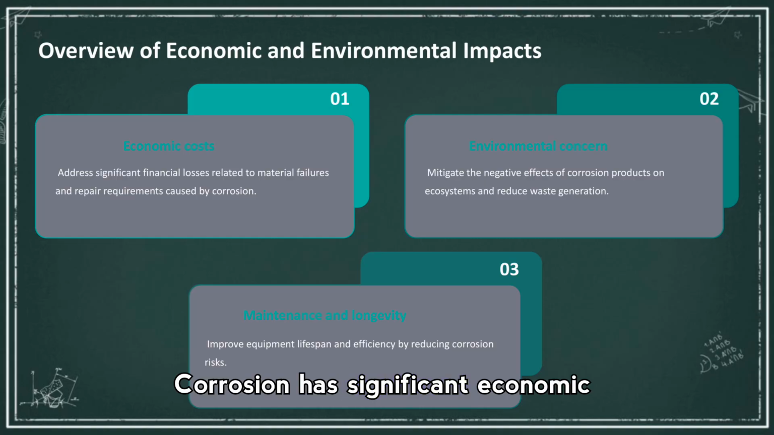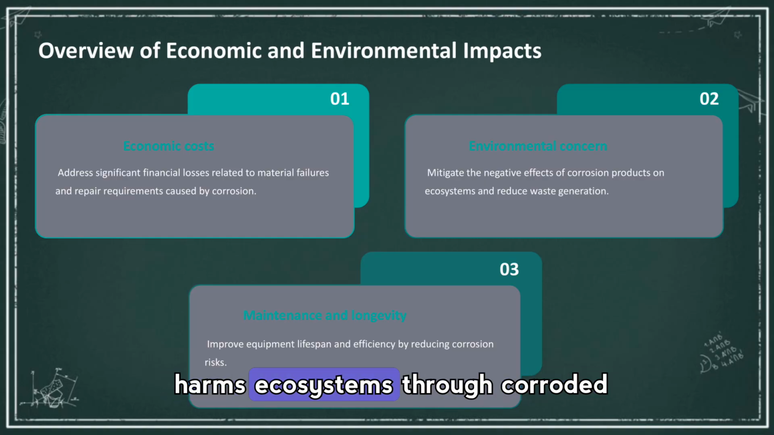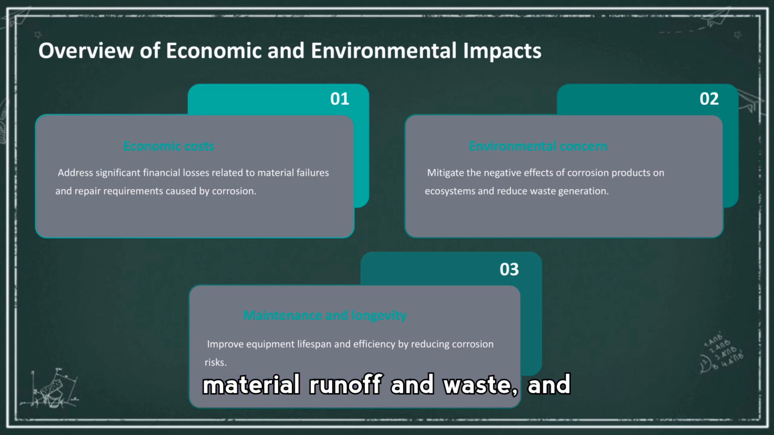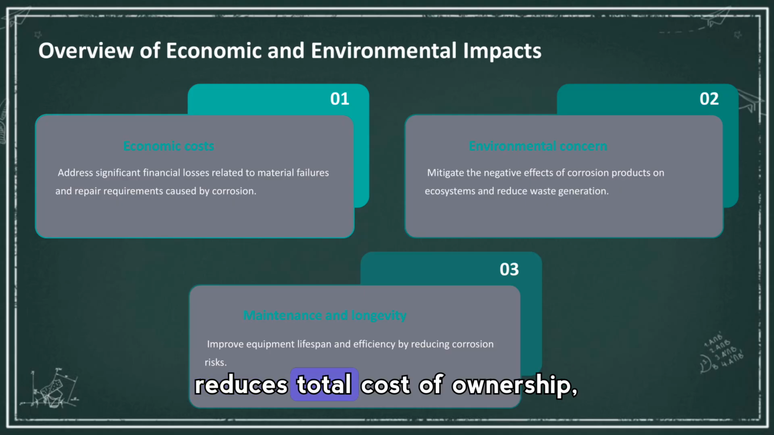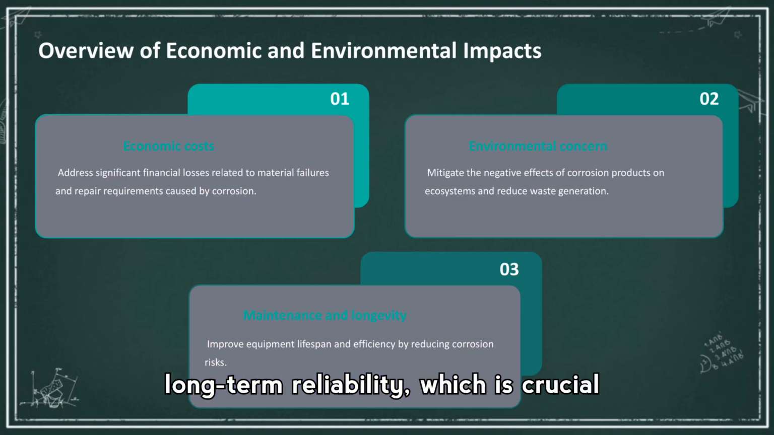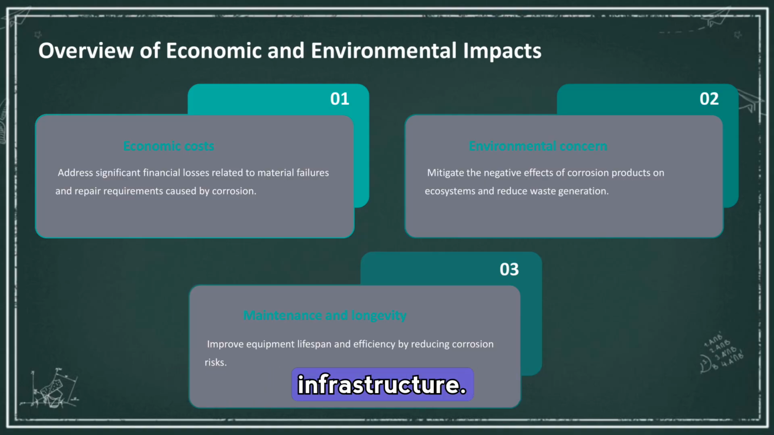Corrosion has significant economic and environmental consequences. It drives repair and replacement costs, harms ecosystems through corroded material runoff and waste, and shortens equipment lifespan if not managed. Effective corrosion control reduces total cost of ownership, lowers environmental impact by reducing waste, and improves long-term reliability, which is crucial for both private industry and public infrastructure.